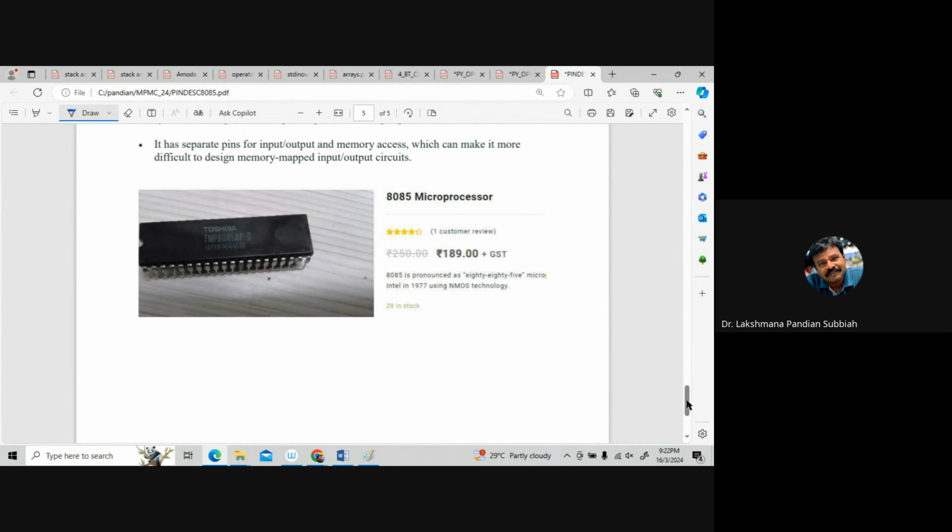The cost of that processor is 189 rupees with GST, so that is around 200 rupees. Actually it was 250, then with some concession they are giving it at 189. With the GST it will reach around 220 rupees per IC. One 8085 IC is 220 rupees. That IC we are going to show now in the pin diagram.